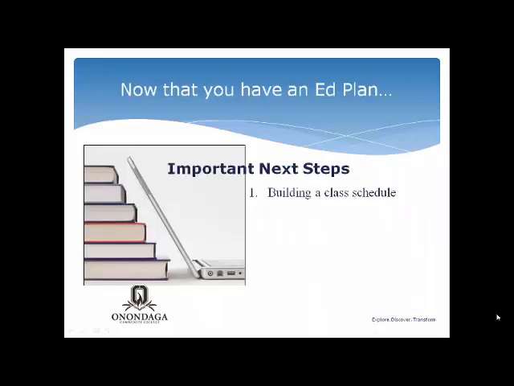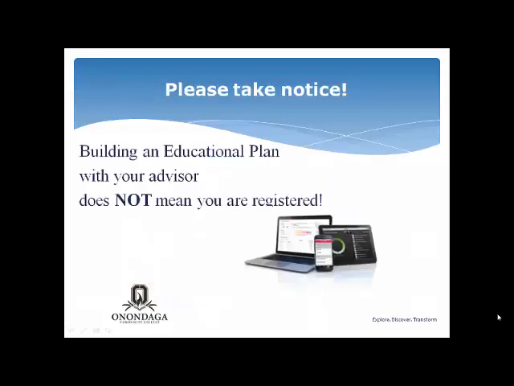So you've met with your advisor and you have an ed plan. What are the next steps? Your next steps are to build a class schedule by identifying open sections of the advisor-approved courses on your ed plan and to register for the courses in the sections you have selected. Please take notice. Building the educational plan with your advisor does not mean you are registered.